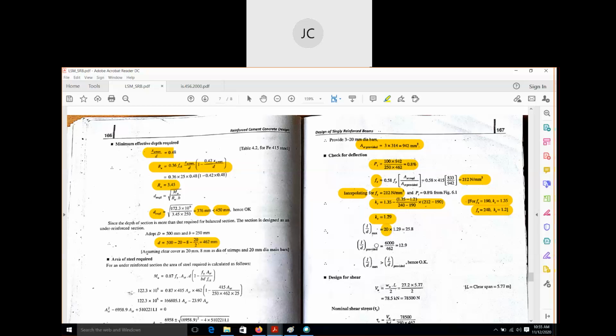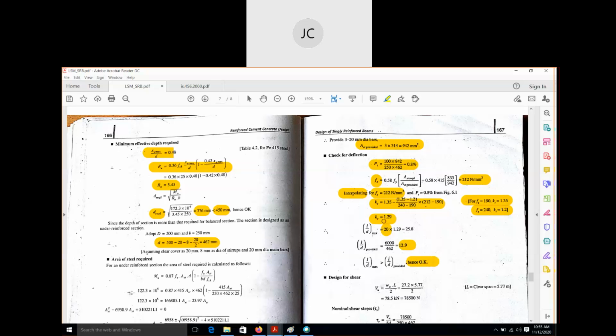Then we have to find out the provided value, L by D provided. L is the effective span, 6000. D provided is 462. If you do the calculation, you will get 12.9. That means our provided L by D value is less than the maximum value, so our design is correct and our beam is safe for deflection. Okay, this is a simple one.